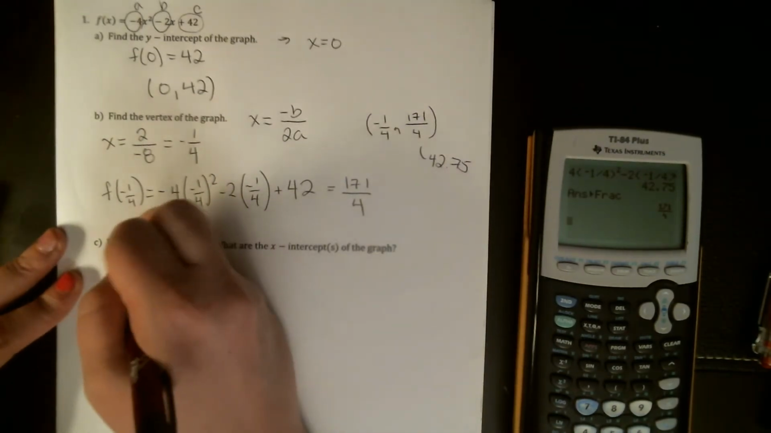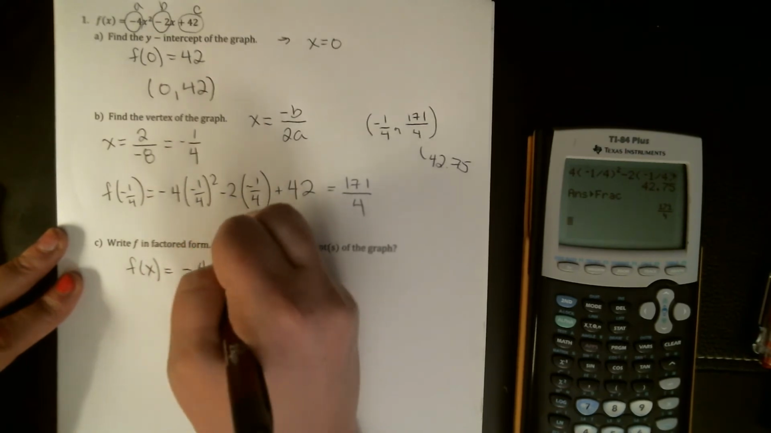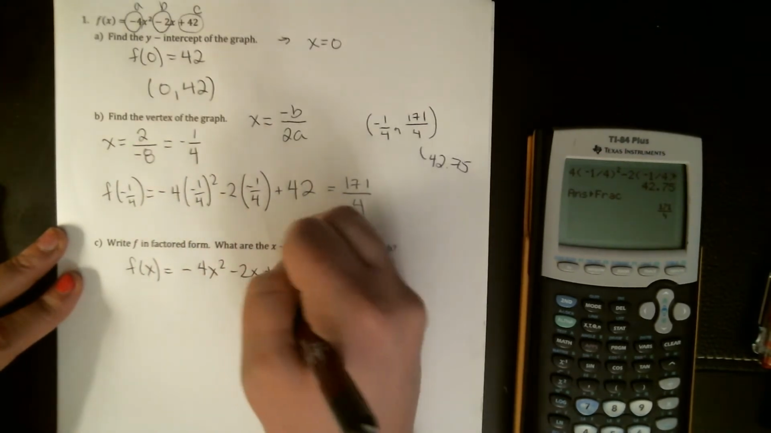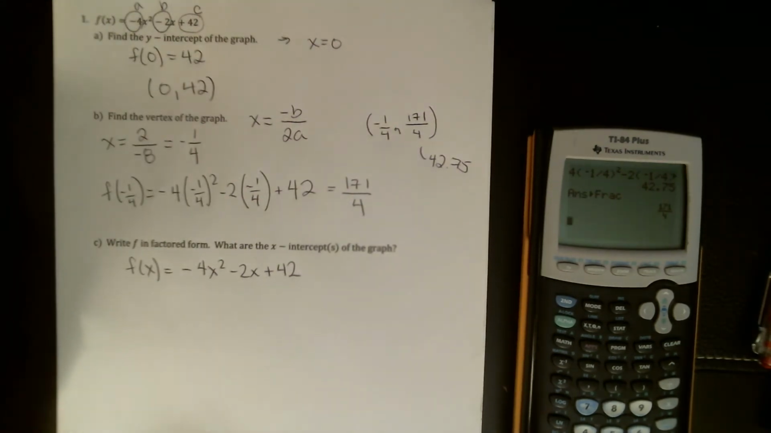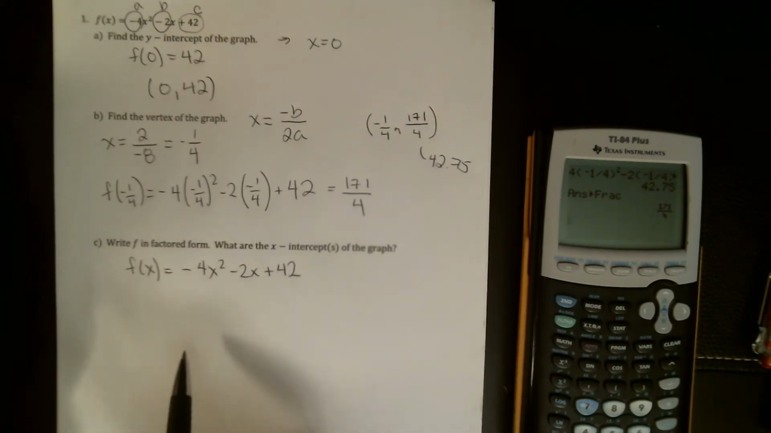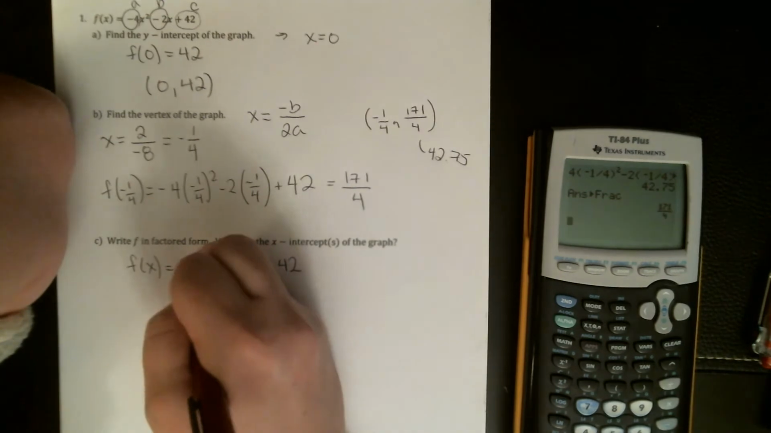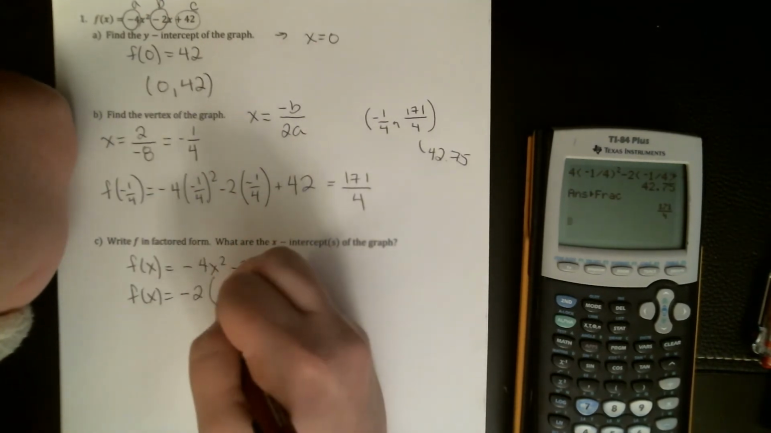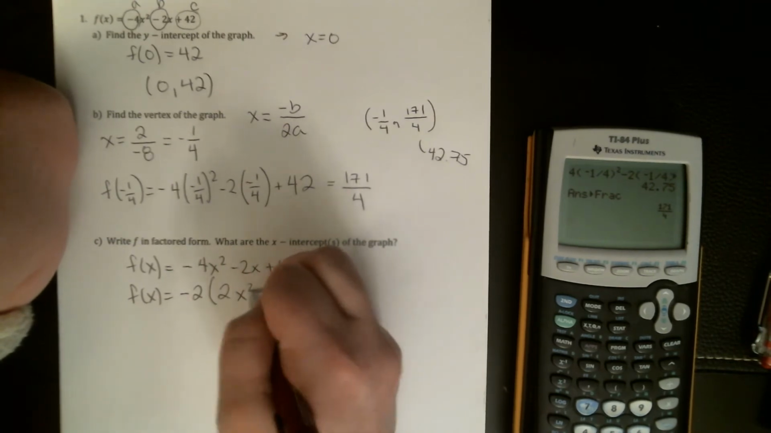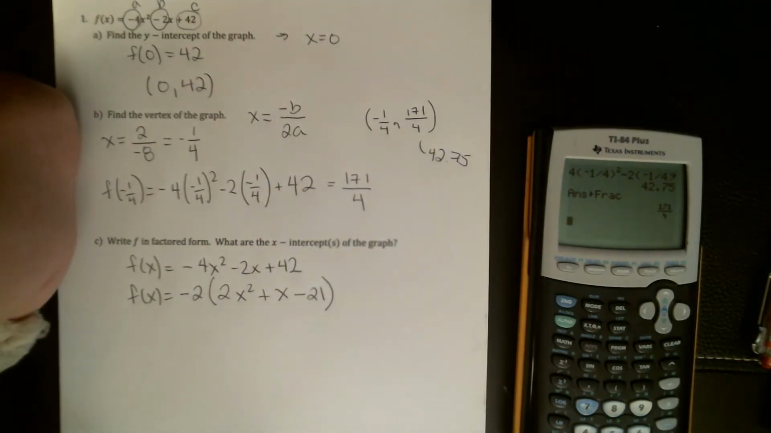So if we take f of x equals negative 4x squared minus 2x plus 42, and we want to factor, I think I would first factor out a negative 2. That's looking kind of challenging, but I have a common factor of 2 because I don't really like having a negative in front of the x squared when I factor. That's why I'm deciding to take out a negative 2. Okay, which will leave me with 2x squared plus x minus 21.